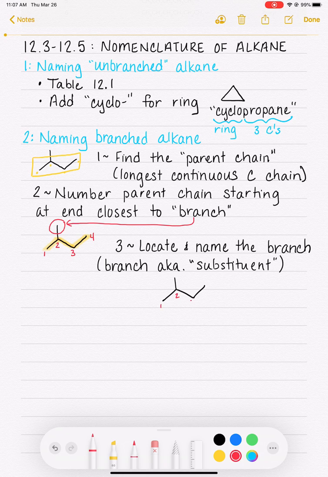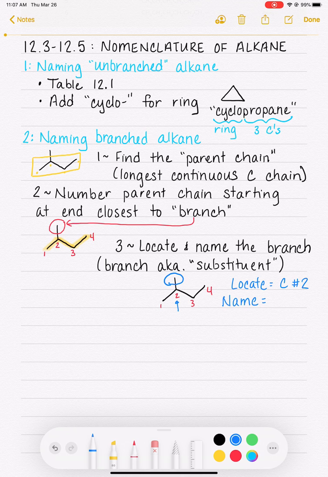1, 2, 3, 4. And notice that we don't number the branch. We only number the parent chain. And we said our branch is this guy up here. So first of all, where is it located? The branch is on carbon number 2. That's its place. And then the second part of this is, what is its name?